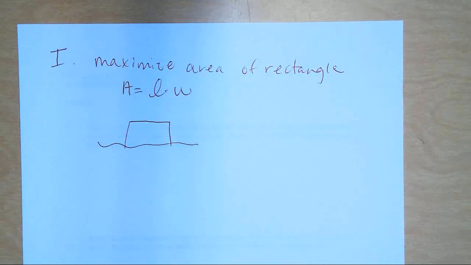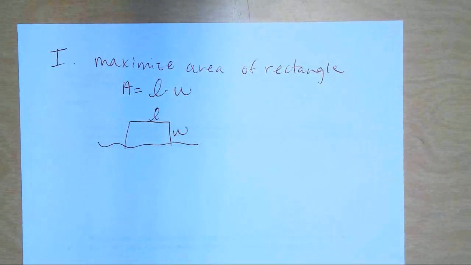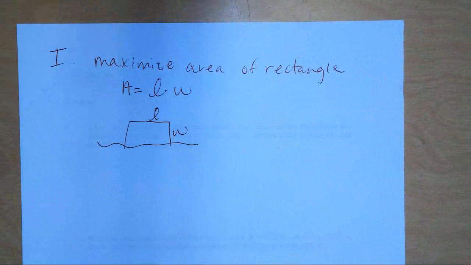Now, I've got to label this somehow. So what do you want to label length and width as? L and W. So let's call this one L and this one W. Will that work? So label it somehow. Let's say here that you had chosen to use X and Y instead. It's fine, just label the variables. Okay, so that's number 1.